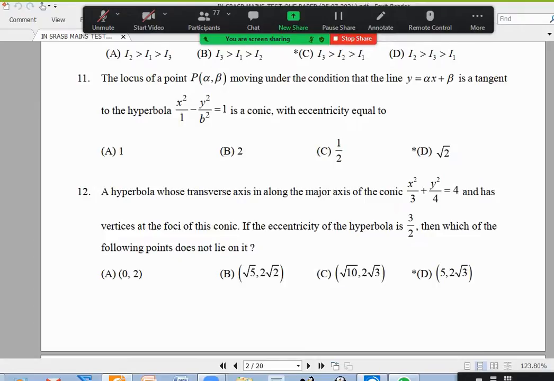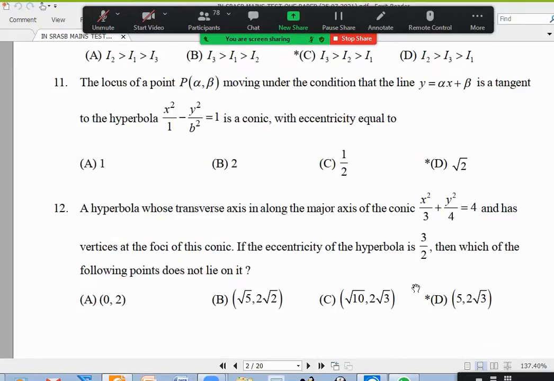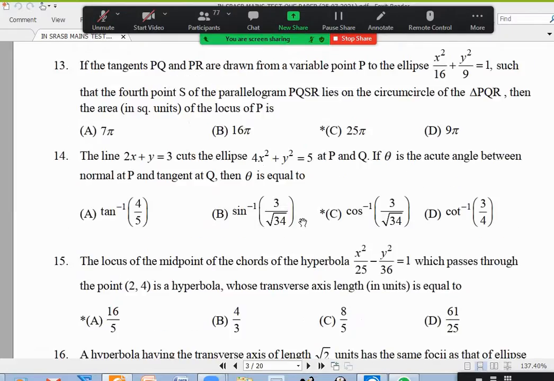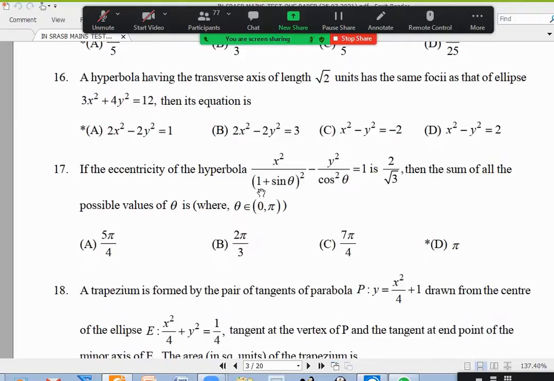12th question, anybody doubt? 13, 14, 15, 16 or 17?